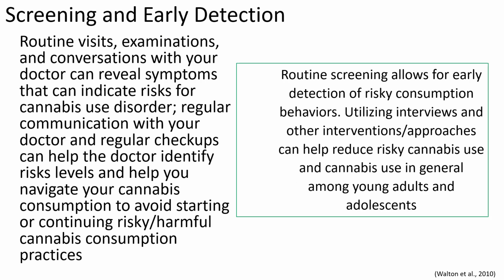Screening and early detection. Routine screening allows for early detection of risky consumption behaviors. Utilizing interviews and other interventions or approaches can help reduce risky cannabis use, and cannabis use in general, among young adults and adolescents. Routine visits, examinations, and conversations with your doctor can reveal symptoms that can indicate risk for cannabis use disorder. Regular communication with your doctor and regular checkups can help the doctor identify risk levels and help you navigate your cannabis consumption to avoid starting or continuing risky or harmful cannabis consumption practices.